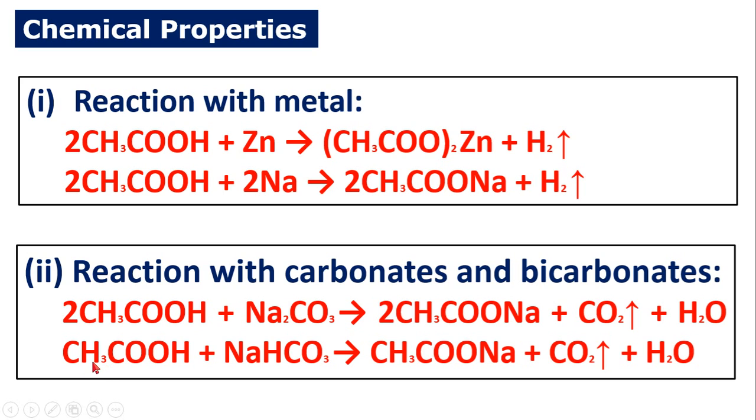The next equation: acetic acid or ethanoic acid, CH3COOH, reacts with sodium bicarbonate, NaHCO3, and it gives CH3COONa, sodium ethanoate, plus CO2 plus H2O. It is a balanced equation. And coming back to the first equation, here you have to balance it. Here 2 CH3COO, so here you have to put 2. For the hydrogen, H2 is already there, so it is balanced. For the second one, CH3COONa, all are balanced; only one hydrogen is extra here. So this equation is balanced with 2: 2CH3COOH plus 2Na gives 2CH3COONa plus H2, H2 meaning with the liberation of hydrogen gas.